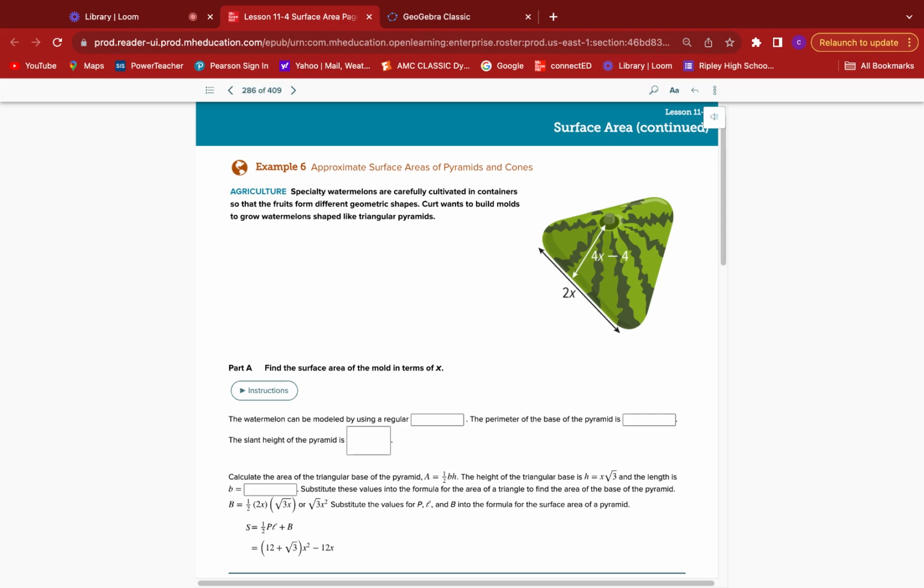All right, specialty watermelons are carefully cultivated in containers so that the fruits form different geometric shapes. Kurt wants to build molds to grow watermelons shaped like triangular pyramids. All right, so we did a problem like this just a minute ago. It looks like the base is 2x all the way around, 2x, 2x, and 2x.